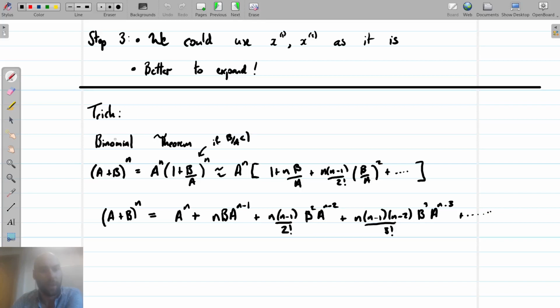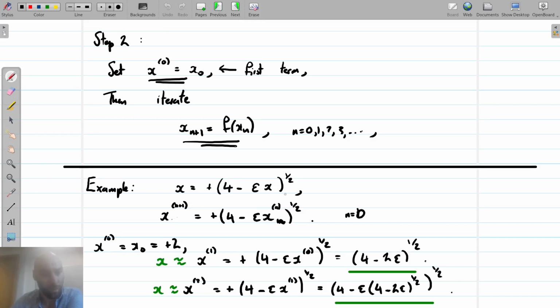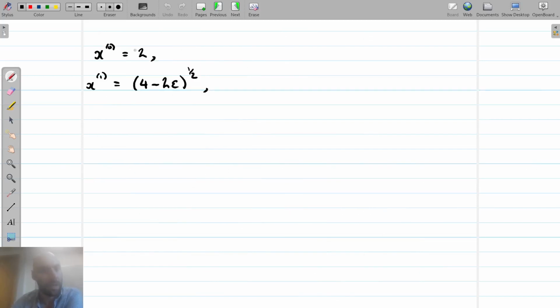Okay, so let's have a look at how we can use this binomial theorem to solve this problem. So here I've got, well, let's just go across and look at what we've got. So I've got x0 was 2, I've got x1 was 4 minus 2 epsilon to the half. And from what we did earlier today, x2 was equal to 4 minus epsilon, and it was this lot again, 4 minus 2 epsilon to the half. Okay, and now to finish off the problem, we just need to expand all of these.